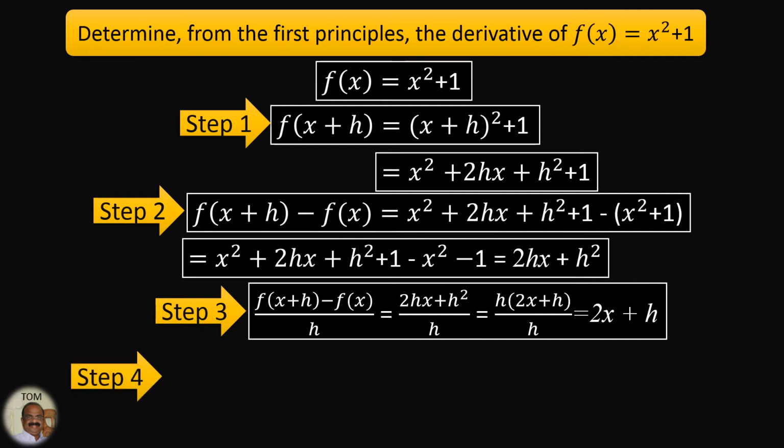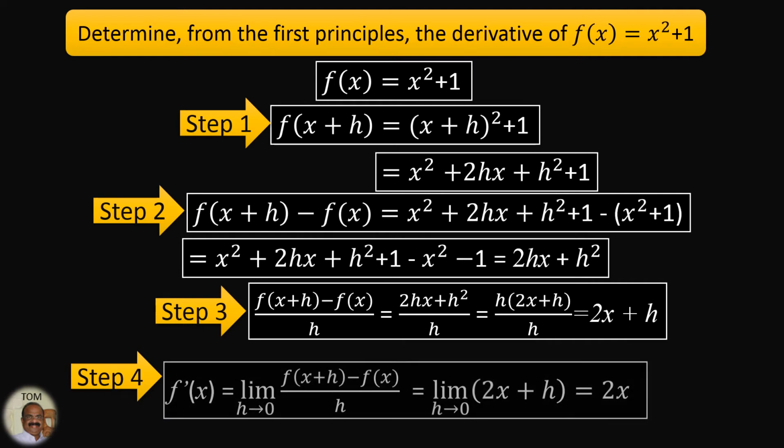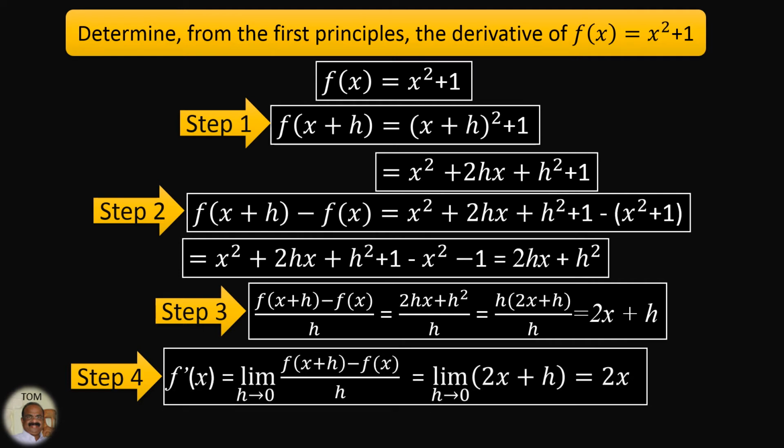Now the final step, the introduction of the definition. f'(x) equals the limit of [f(x + h) - f(x)] over h. Remember that writing the definition is very, very important, which is equal to the limit as h approaches 0 of 2x + h, and we substitute 0 for h, and our final answer, the derivative of the function, is equal to 2x.